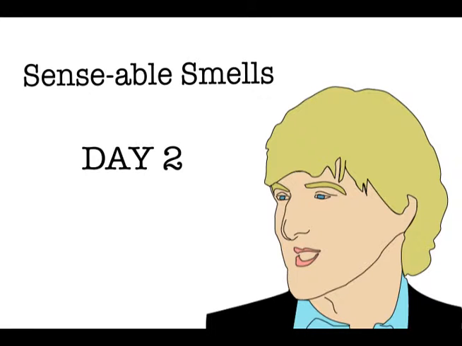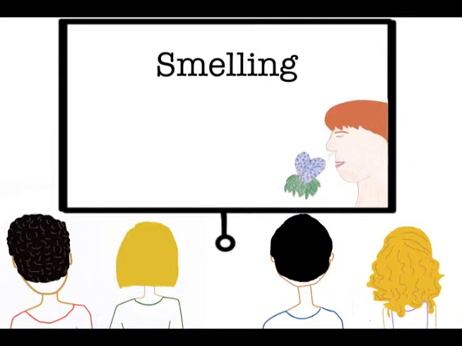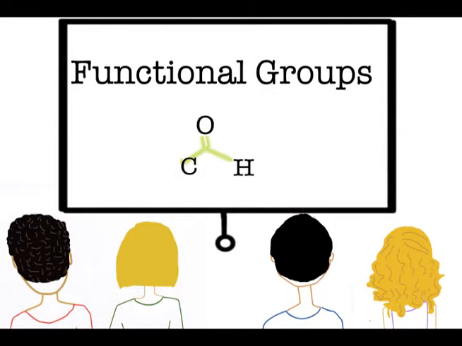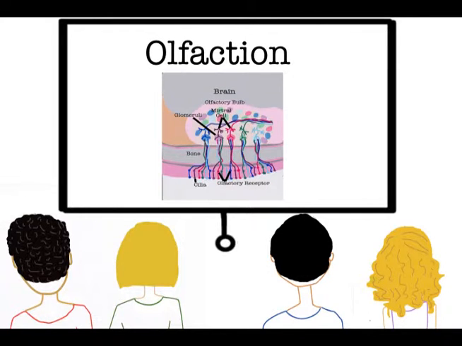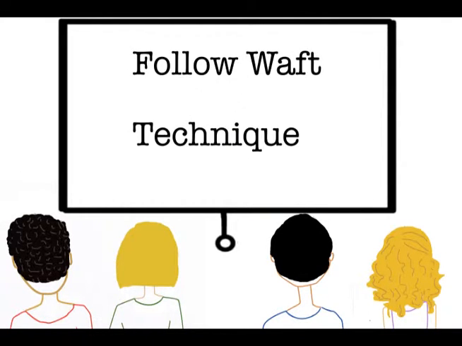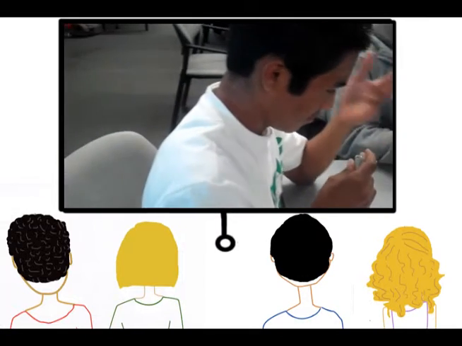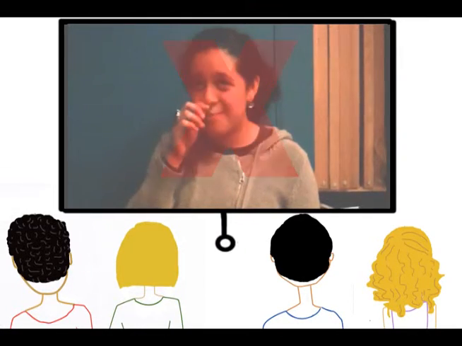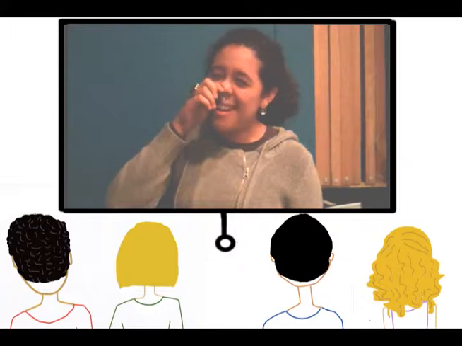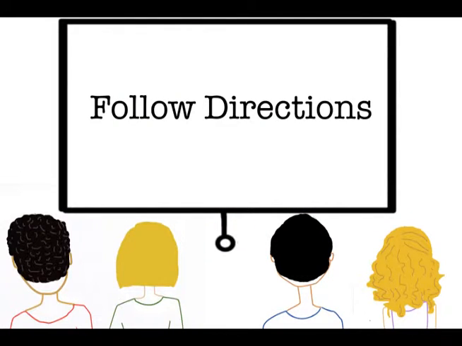Let's make sure we know what's going on. For today, we're going to identify smells and continue the learning from yesterday. Let's continue with our understanding of functional groups and olfaction. Remember from day one that we always waft in order to smell and not overexpose our olfactory system with smells. And as always, follow directions carefully because that's a part of good science.